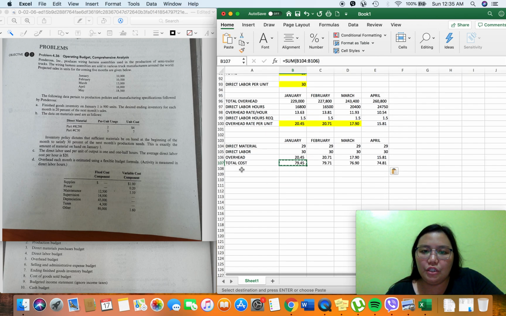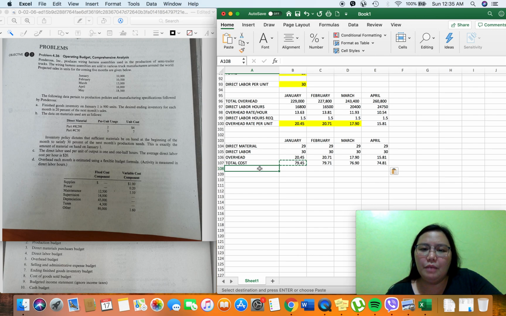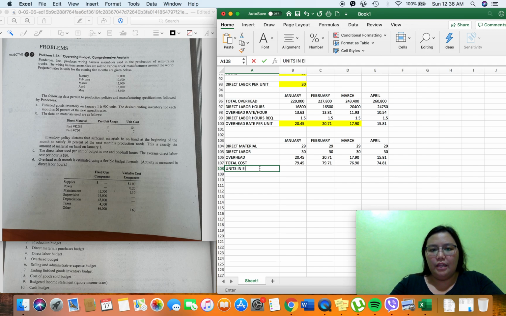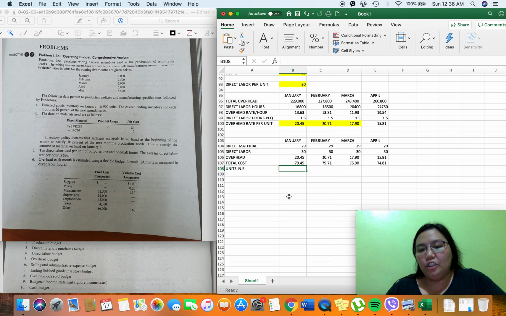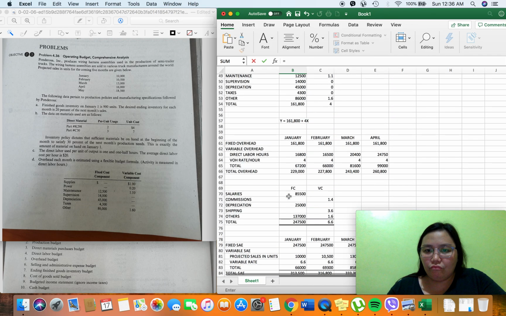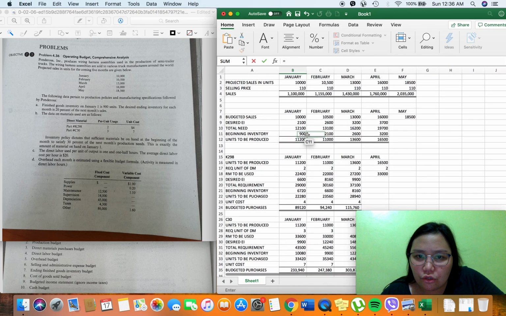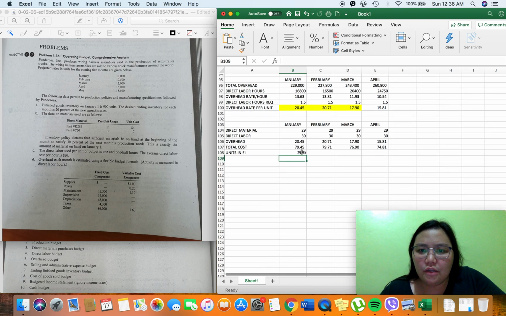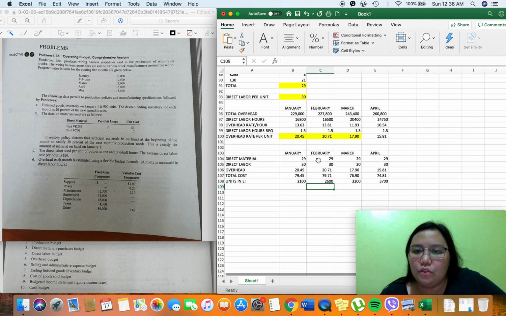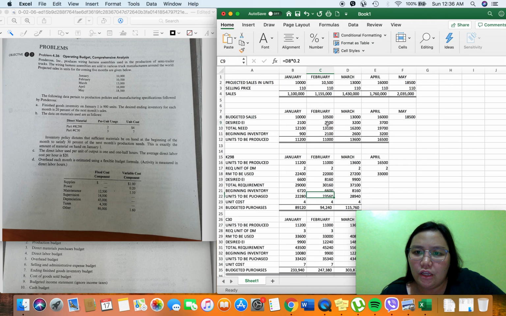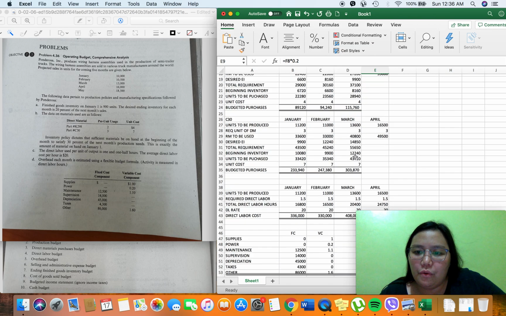Now, since we already know the total cost per unit, we will multiply this by the units in ending inventory. Where can we find the units in ending inventory? We have to go back to our production budget. Let's scroll up. The desired ending inventory for January is 2,100 units. So we have the following. Let's check if it is 26, 32, and 37 respectively. Okay.